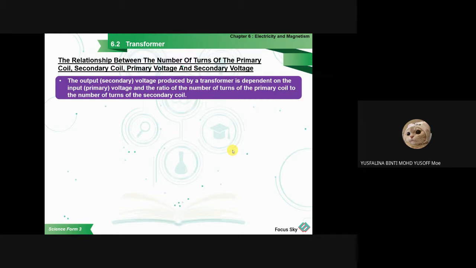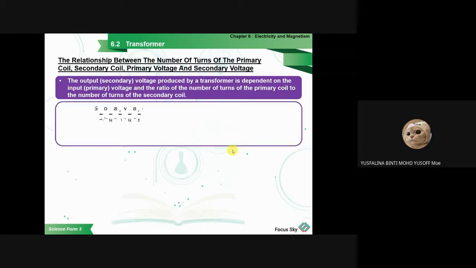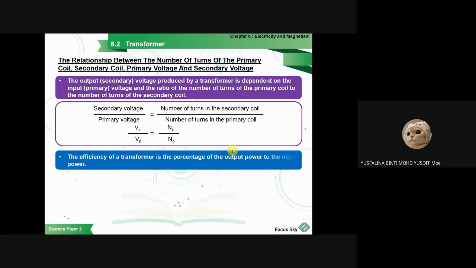The output voltage produced by a transformer is dependent on the input voltage and the ratio of the number of turns of the primary coil to the number of turns of the secondary coil. So this is the formula: Ns over Np is equal to Vs over Vp. This is the formula to calculate the output voltage or the input voltage, or the number of turns in the primary coil and also the secondary coil.